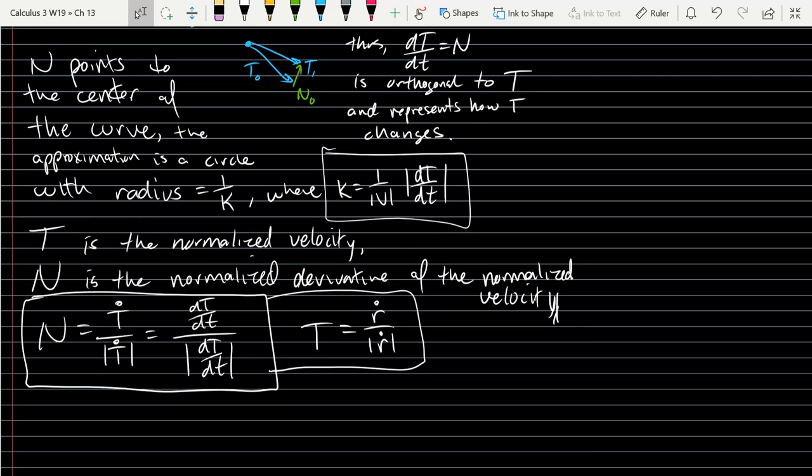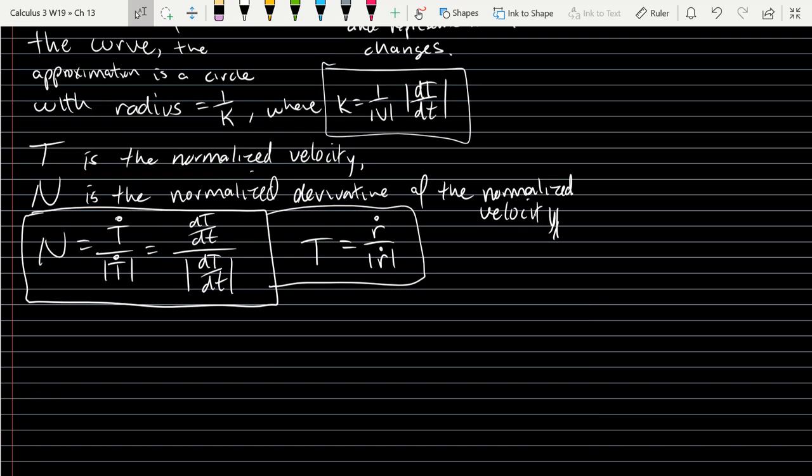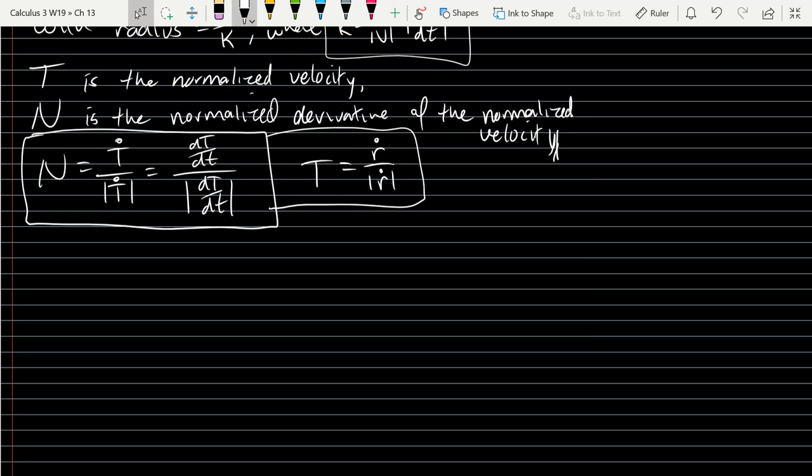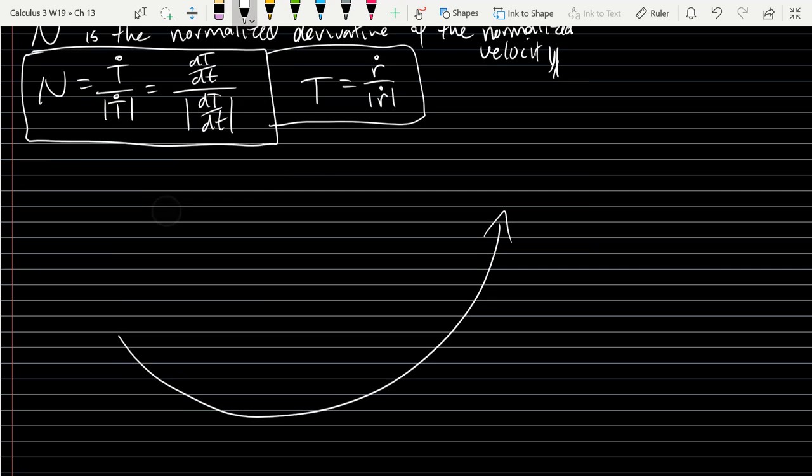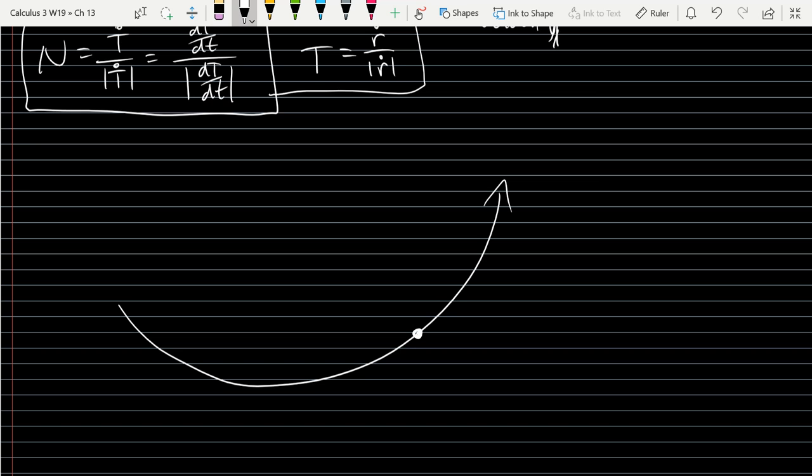So let's go ahead and draw this actual full circle out. Then we'll do an example where we're going to compute curvature along a curve and then compute the actual circle that would be formed from this curve. So here's our curve. We'll take the point right there. I'm only going to worry about one point, so I don't need different t vectors. We'll just have single t, single n, going in that direction.